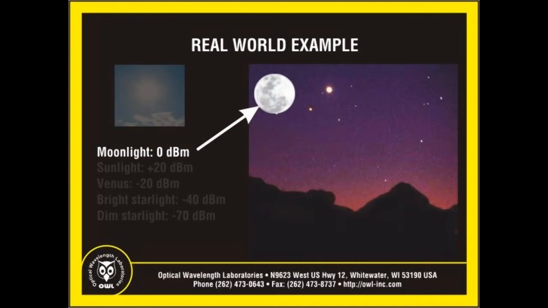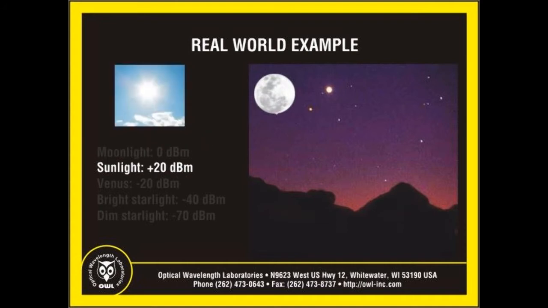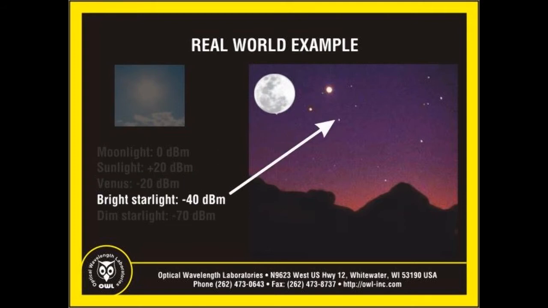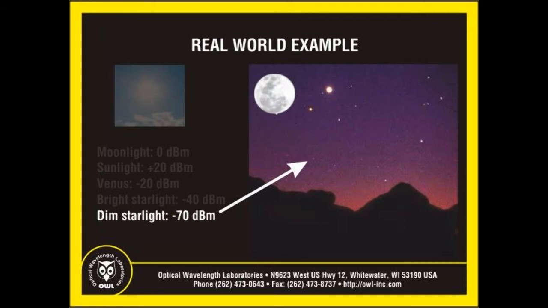To help reinforce the positive, negative, and 0 dBm concept, the sun, moon, and stars can also be used as a helpful real-world example. So for argument's sake, let's say the full moon on a clear night represents 0 dBm. Sunlight might be positive 20 dBm, since it is much brighter than the moon. Venus isn't nearly as bright as the moon and could be minus 20 dBm. Normal stars might be minus 40 dBm, and finally, stars that are barely detectable might be said to be minus 70 dBm.